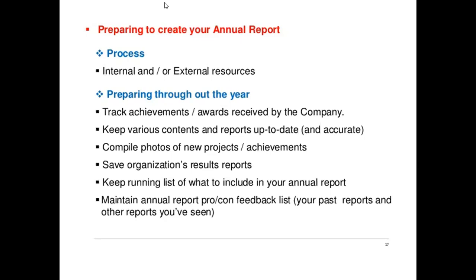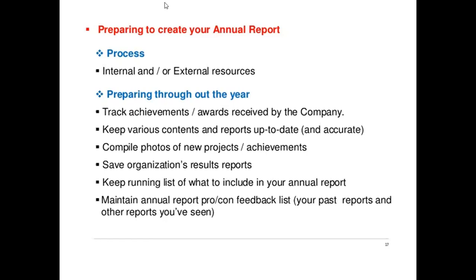It's really good and easy if you approach it that way, if you have done it throughout the year. Then keep various contents and reports up to date. Then compile photos of new projects and save the organization's results as well. So that means whatever things happen throughout the year, you really need to make a record of them.